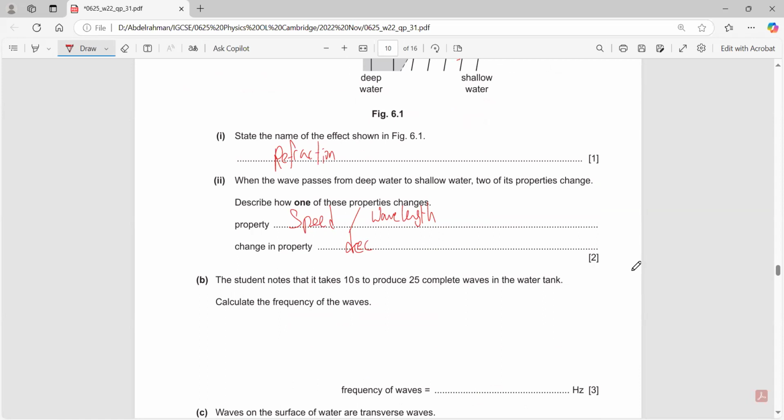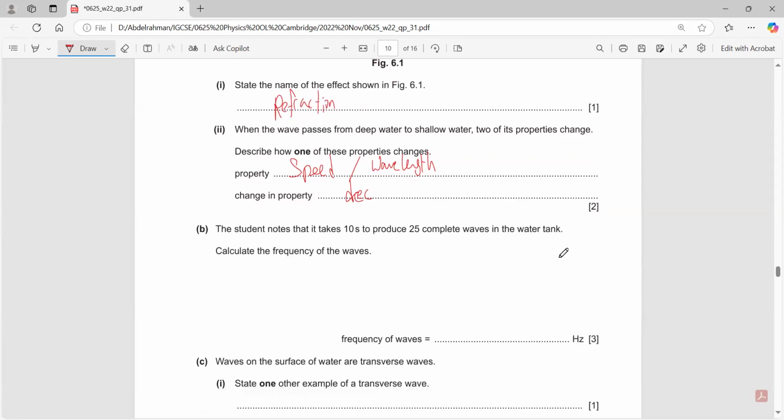The speed and the wavelength, we can calculate using the equation speed equals wavelength times frequency. You can find it easily, but it would be a bit more difficult to find the angle of incidence and the angle of refraction.